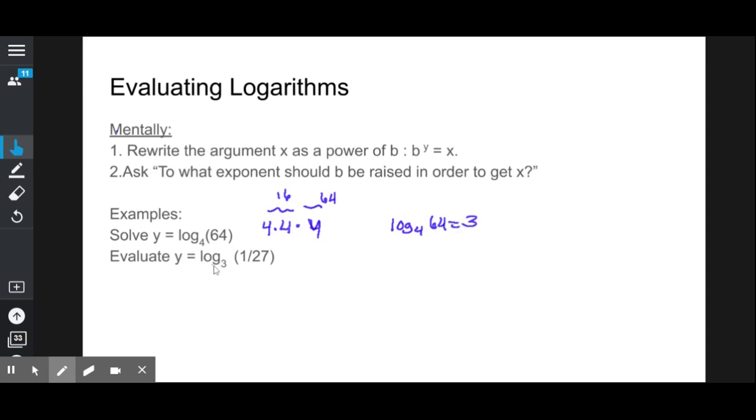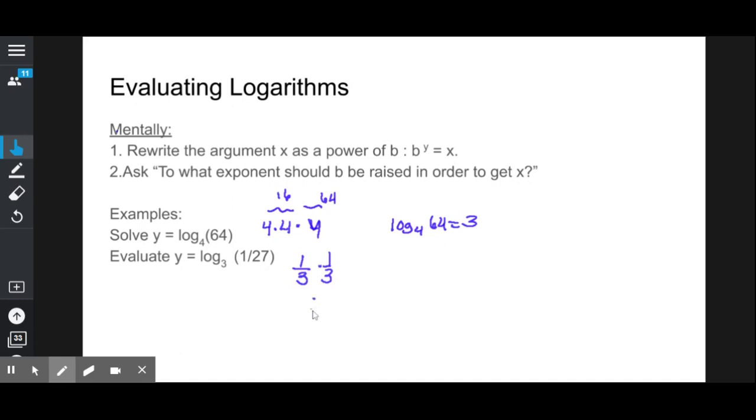We can do the same thing with log base 3 of 1 over 27. I notice that this is a fraction, much smaller than 1, so we must have a negative exponent. So I would imagine it's 1 over 3. We try to think of how many times we need to multiply 1 over 3, and we need to make sure it's negative later. So it's 1 over 3 times 1 over 3.